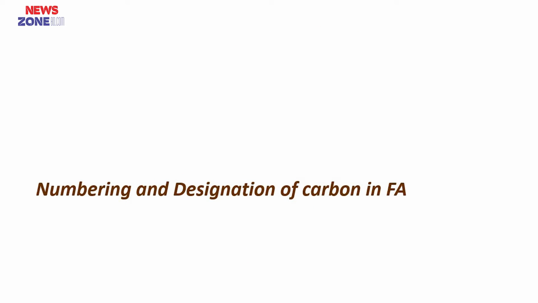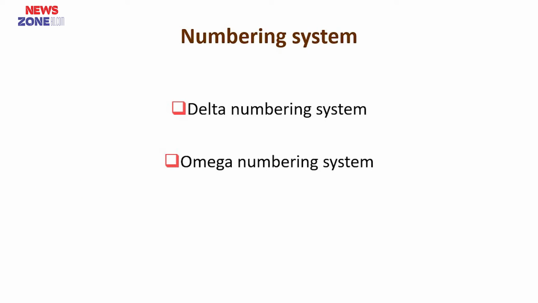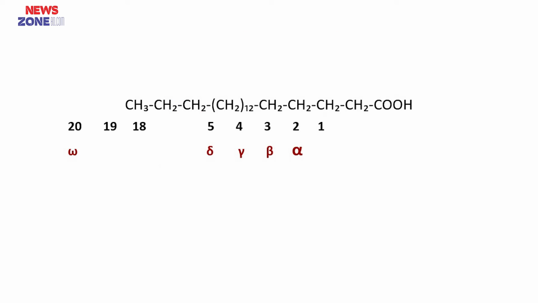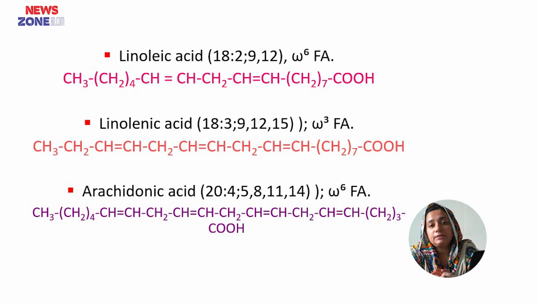Numbering and designing of a carbon in fatty acid. So there are two numbering systems, that is the omega numbering system and the delta numbering system. In the delta numbering system, usually the carboxylic group carbon is numbered as 1, then the subsequent carbons are numbered as 2, 3, 4, 5. On the other hand, the carbon present just opposite to the carboxylic group on the hydrocarbon chain, the last carbon, is known as the omega carbon in the omega numbering system.